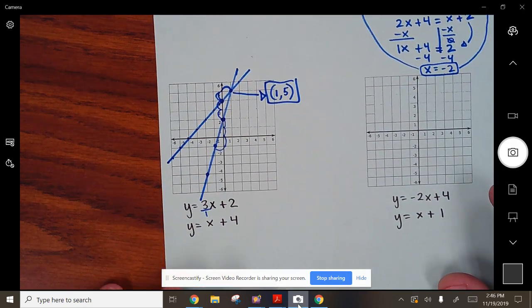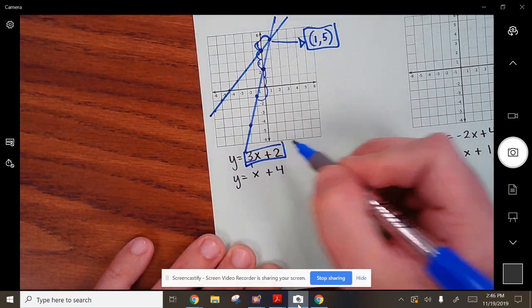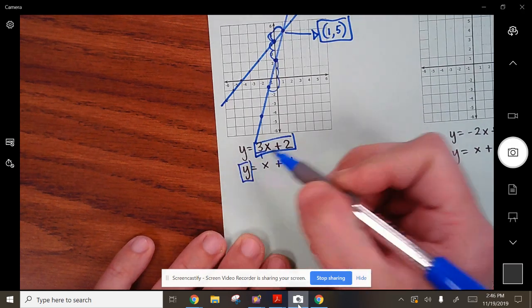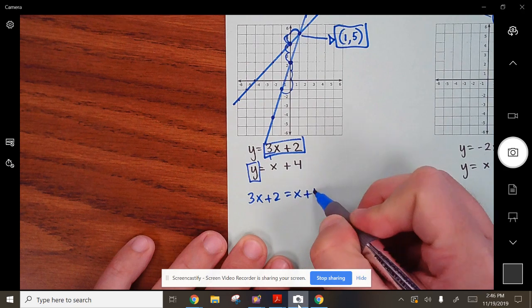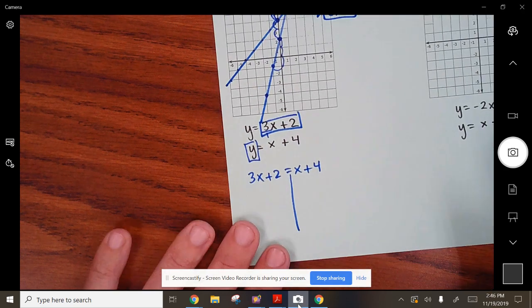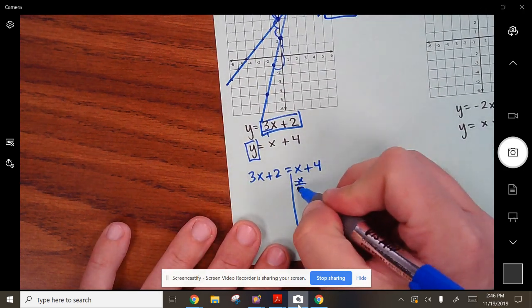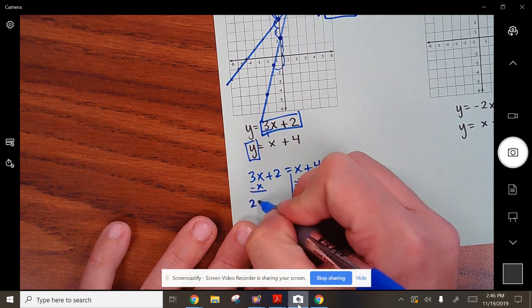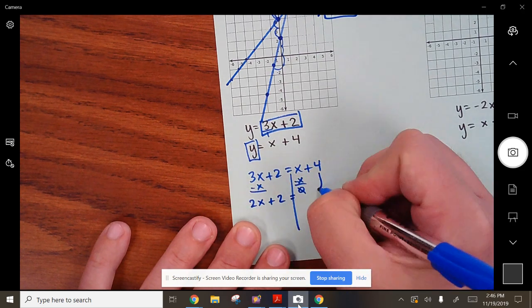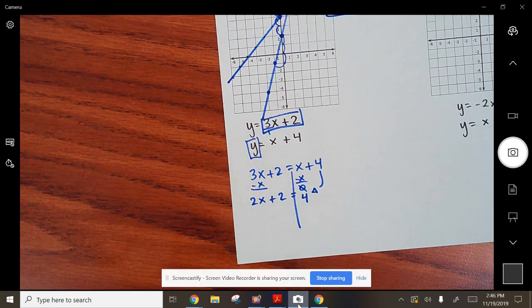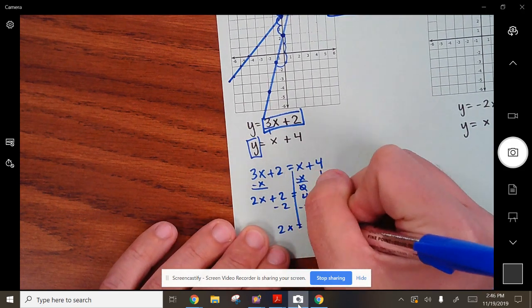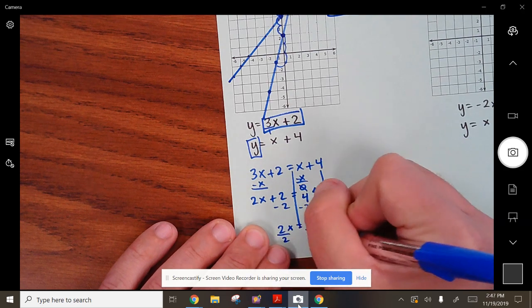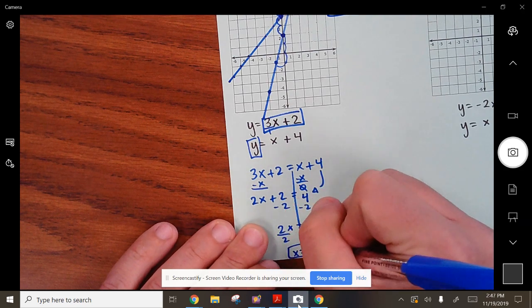Let's do the second half. y equals 3x plus 2. Put it in the y spot. 3x plus 2 equals x plus 4. Letters to the left. 2x plus 2 equals 4. Then subtract 2 over here. 2x equals 2. Divide by 2. x equals 1.